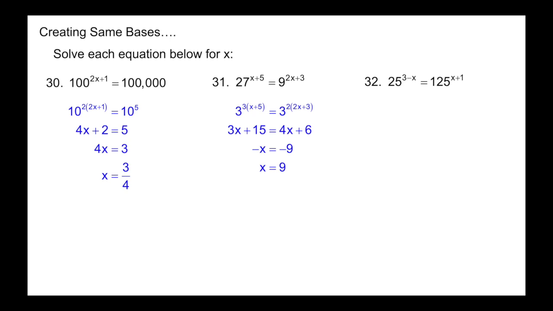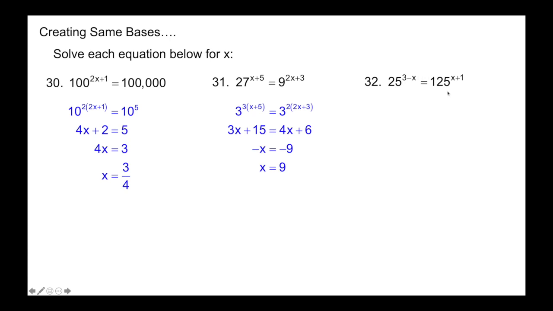From there, I get 3x plus 15 is equal to 4x plus 6. If I subtracted the 4x over, I've got negative x. If I subtract 15 over, I'm getting negative 9. I don't want to know what negative x is, so we divide by negative 1, and we get x is equal to 9. Then finally for 32, 25 and 125.